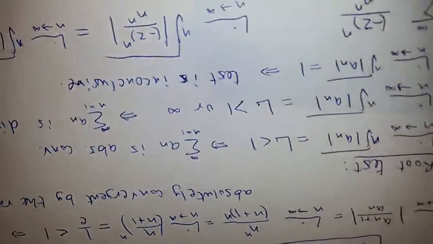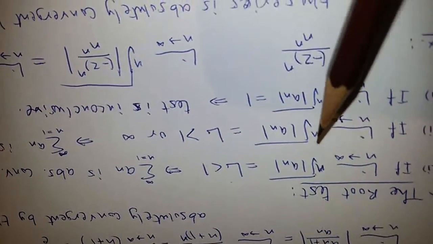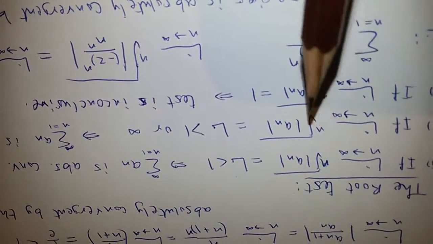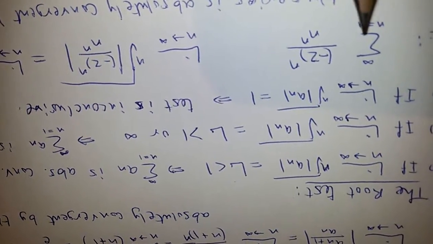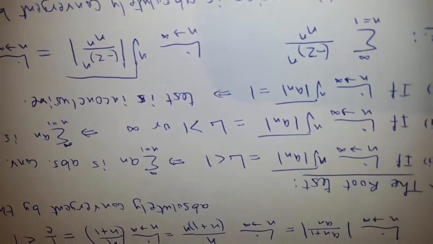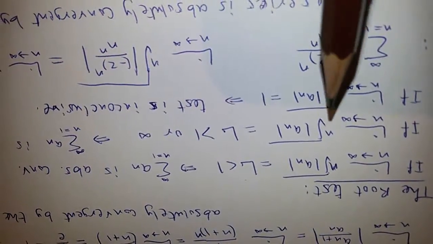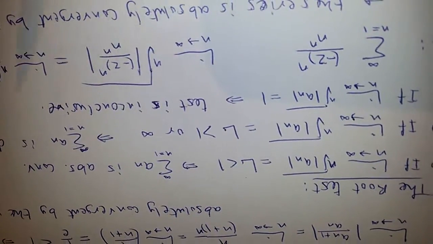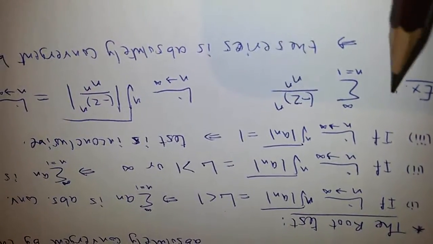The second test is the root test. It's very similar, but here we deal with roots instead of ratios. The nth root works when you have terms raised to the power n, so n will cancel with this n, and it would be very easy to find the limit. Again, if this limit is less than 1, the series is absolutely convergent. If it is greater than 1 or infinity, the series is divergent. If it is 1, the test is inconclusive. Use other tests. So let us see this example.